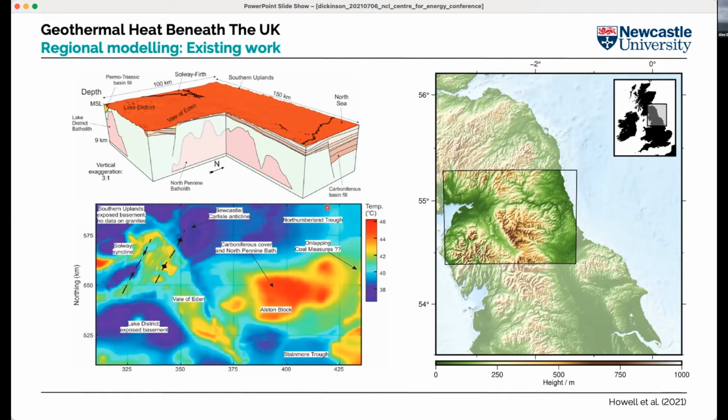And so what these authors did was they built the physics-based model I've described, and they ran it, and they came up with outputs like this. So this is a plot of temperature at a depth of 1 kilometre within this box here on the map.